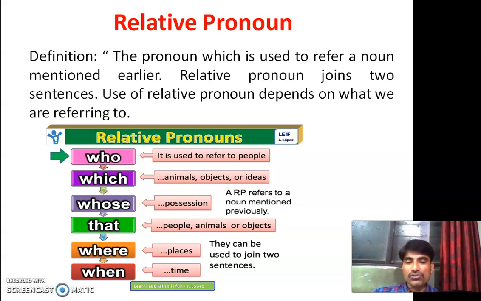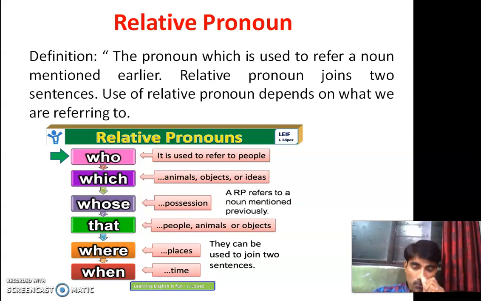The second one is which. Referring to animals, objects and ideas, we can use which. There is a chair which has a broken leg. See, chair, which. You cannot say there is a chair who has a broken leg. If you are using who for a chair, which is inanimate, that is wrong usage. In any competitive examination, they may ask you questions that point out the error in a given sentence. So you should be in the position to identify that the chair is an inanimate thing, and that's why who cannot go with it.